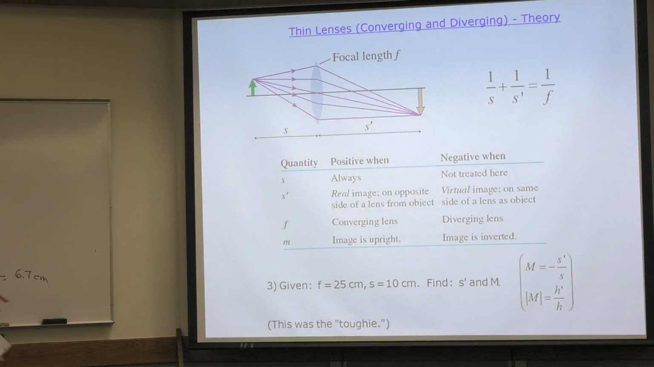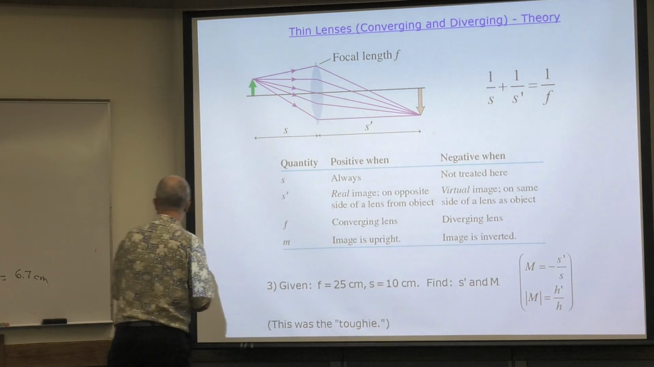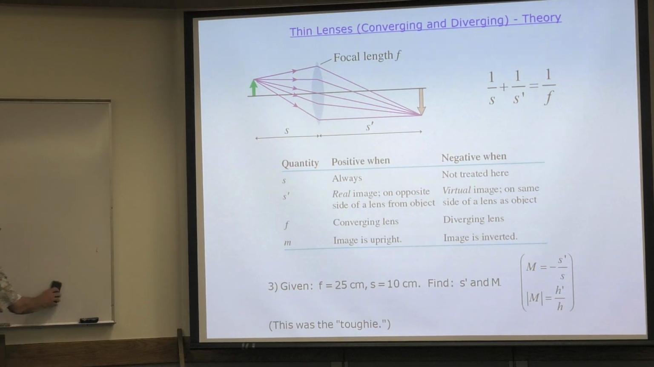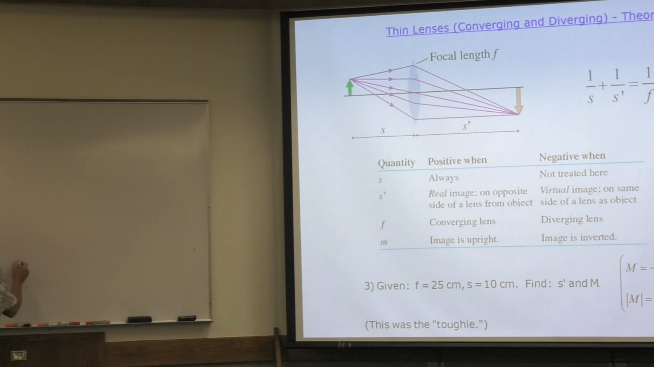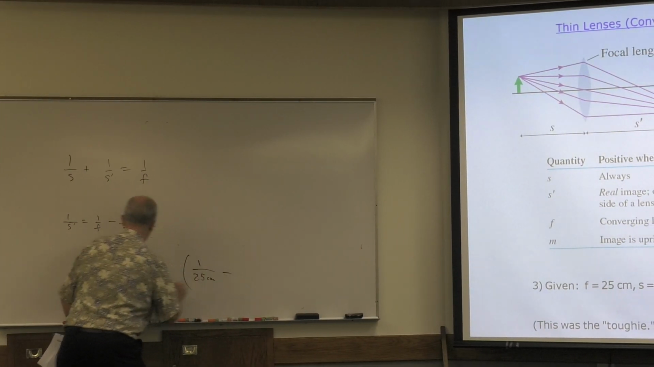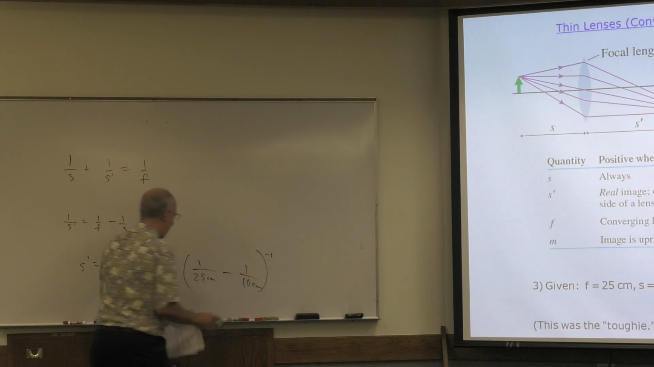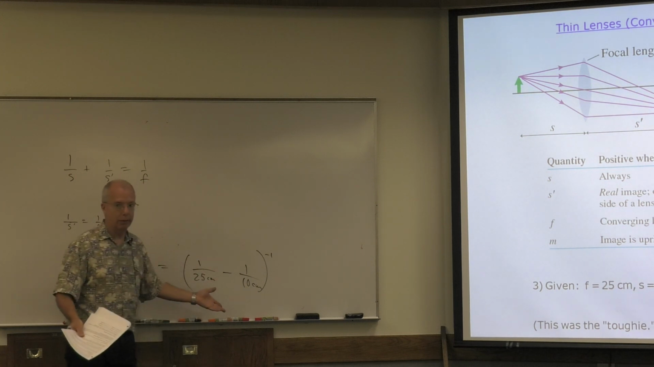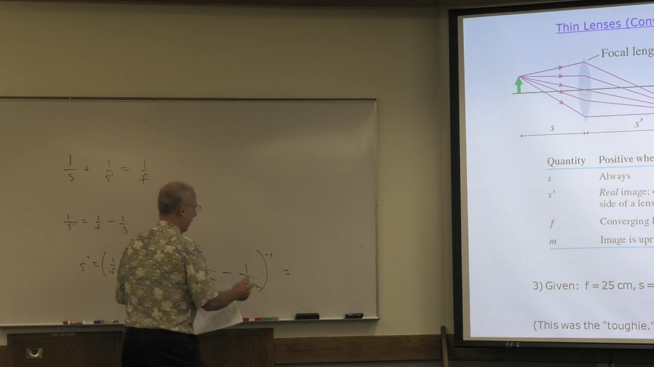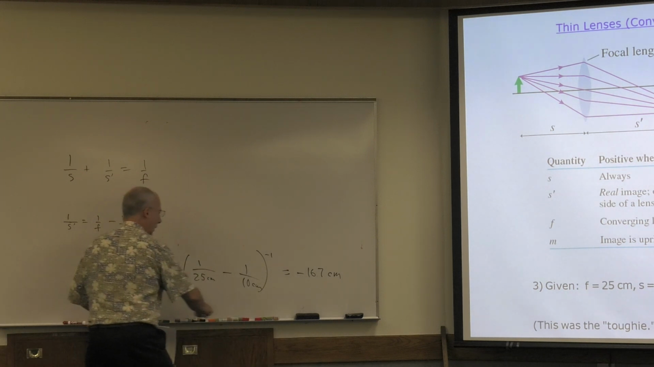Okay, let's do this one. This was the hard one because the object was inside the focal length. Remember that one? That was the virtual image, and it was magnified. So let's do that: 1 over the focal length, 1 over 25, minus 1 over s, minus 1 over 10. Now look at that. 1 over 25 minus 1 over 10, that's negative, agree? So when you do this, you get negative: minus 16.7 centimeters. Now let's see how we did.